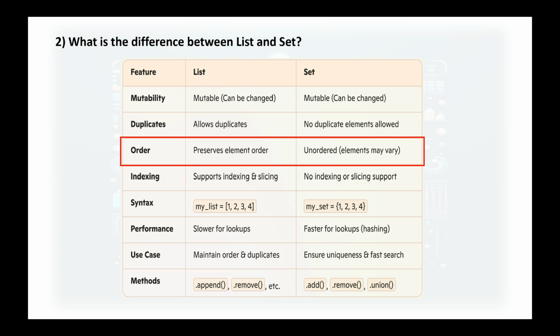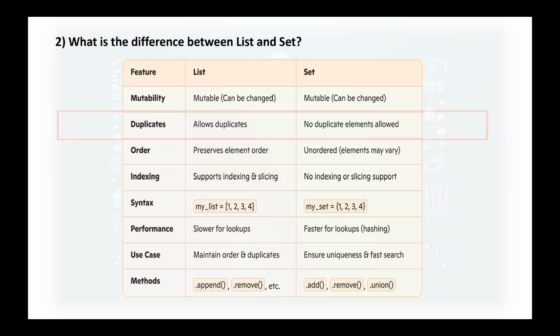Considering order, lists are ordered collections. This means the order in which you insert elements is preserved, and you can access elements via an index. This is especially helpful when the sequence of data matters. Sets are unordered collections. The elements do not maintain any specific order, and there is no way to access elements by an index. This unordered nature makes sets unsuitable when order is important.